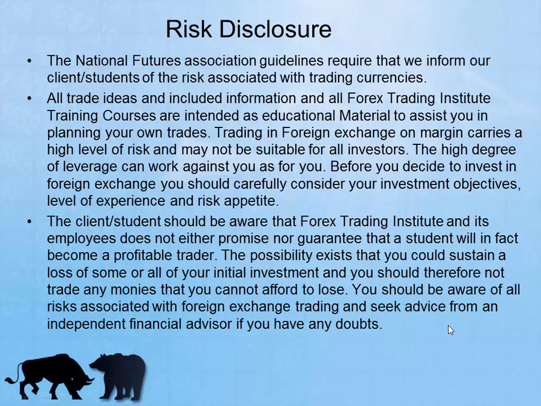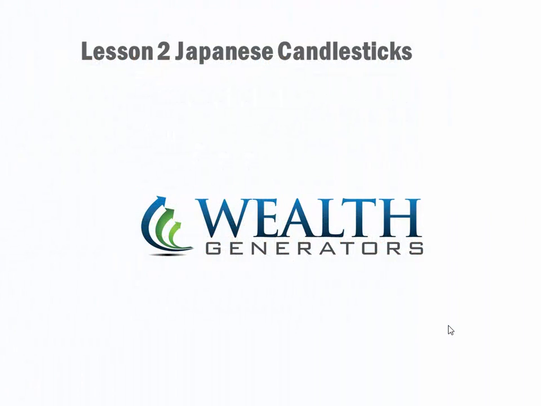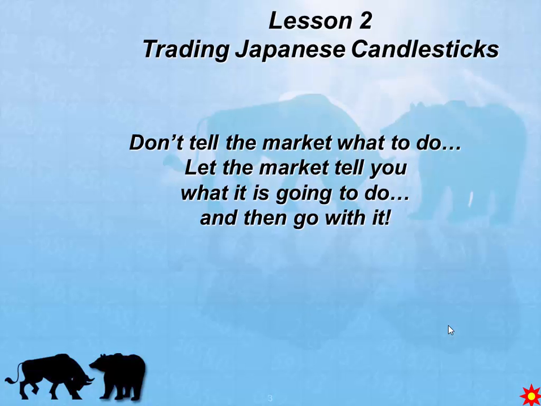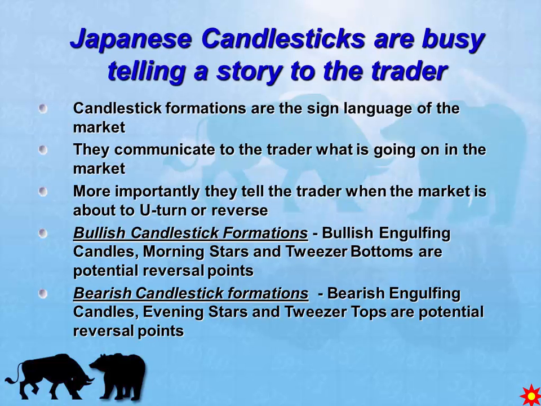Okay, we're going to go to lesson number 2, which is Japanese candlesticks. Japanese candlesticks say: don't tell the market what to do, let the market tell you what to do. What is it going to do, and then go with it. You have to learn how to read these candlesticks. These candlesticks are the language of the market.